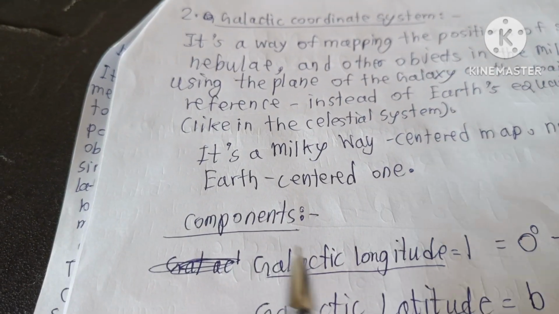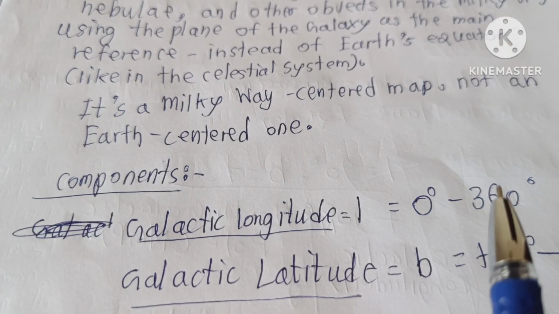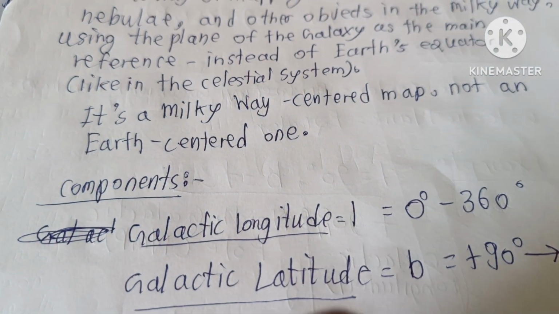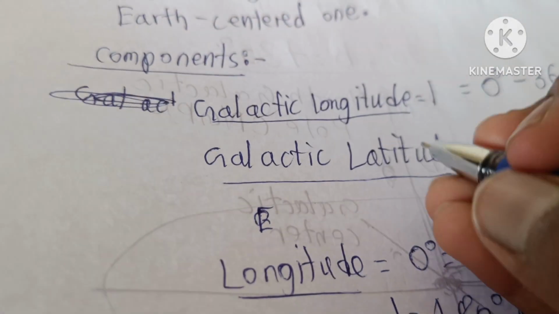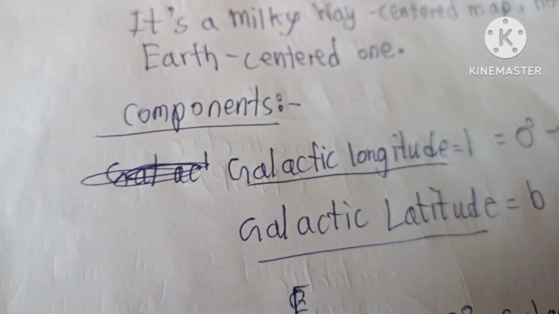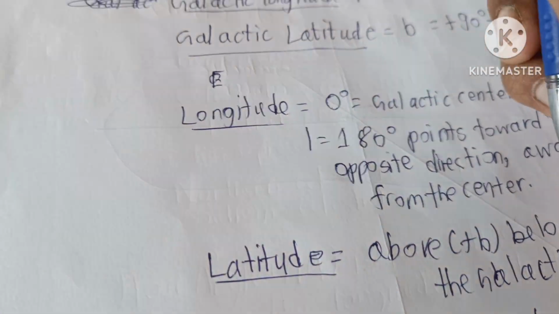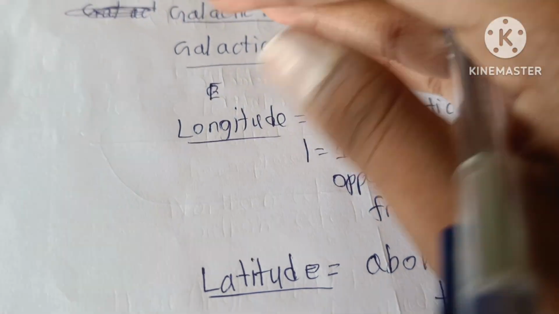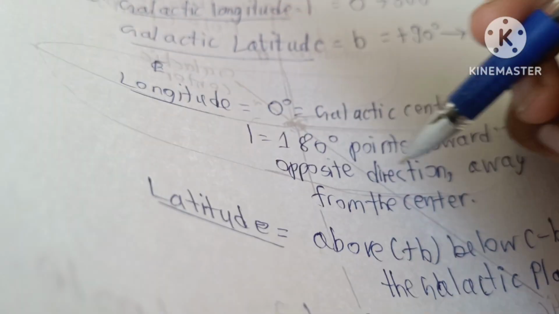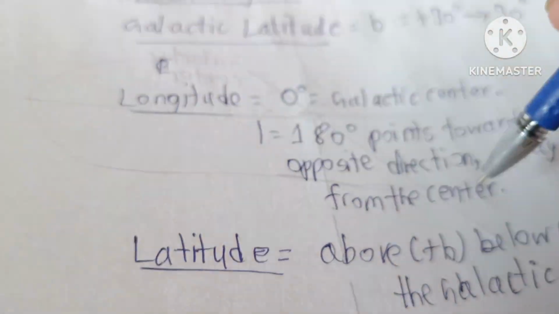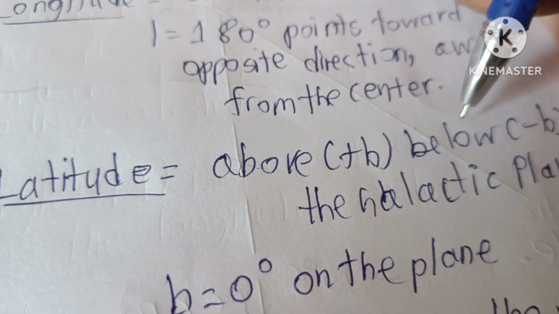Components are galactic longitude, L, and galactic latitude, B. L ranges from 0 to 360 degrees, and galactic latitude is plus 90 degrees at the north pole and minus 90 degrees at the south pole. The Greenwich meridian of this coordinate system is longitude 0 degrees, which is called the galactic center. L equals 180 points in the opposite direction, away from the center. Latitude above is plus B, below is minus B.